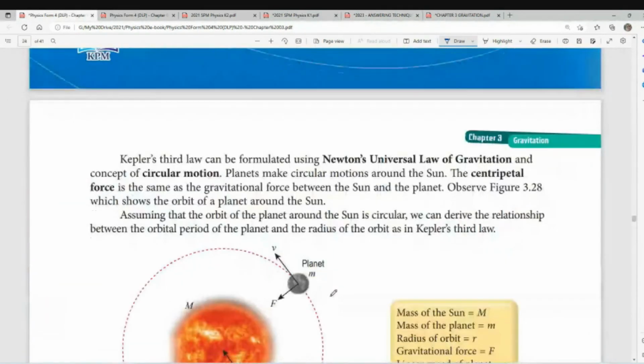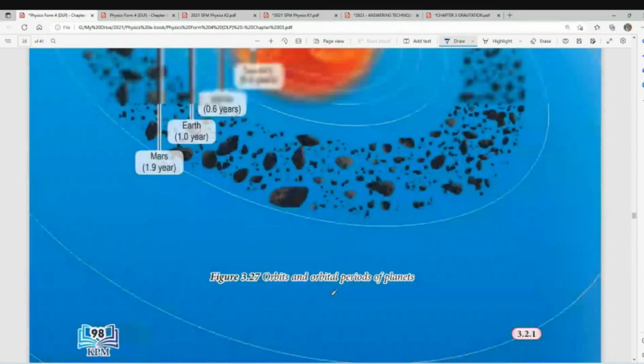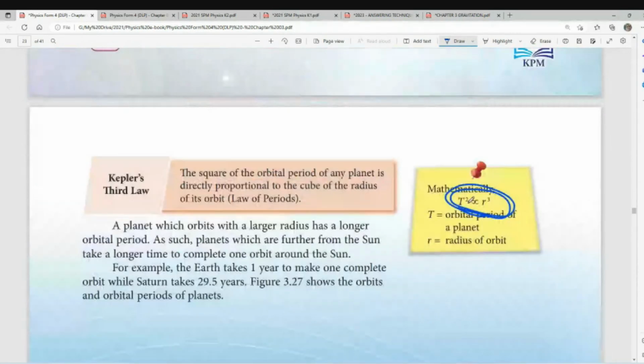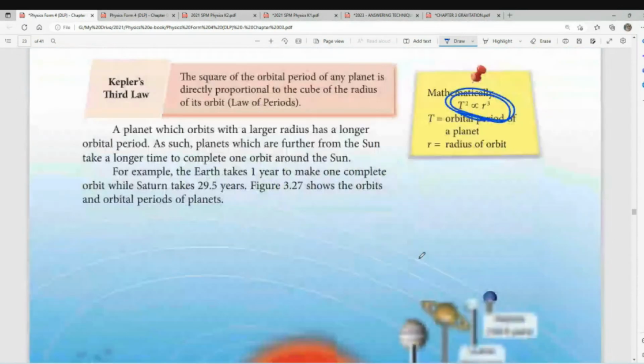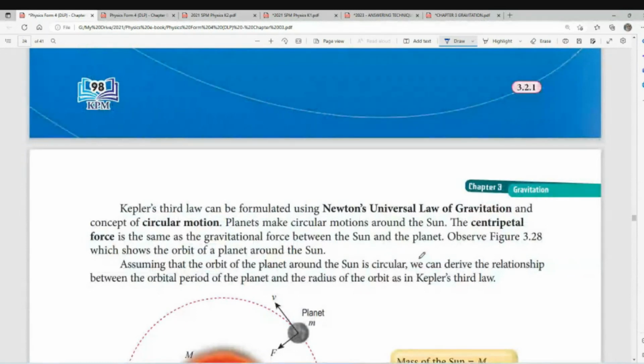So this is the one that I mentioned just now. When the satellite, either a natural satellite or a man-made satellite, has a bigger R, or is far away from the planet, the period will be longer. But the relationship is not directly proportional. The relationship is that T square is directly proportional to R cube. Remember this relationship, it will help you understand why the bigger R has the longest period.